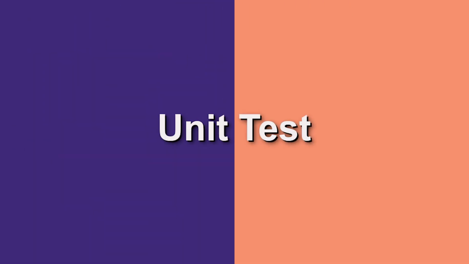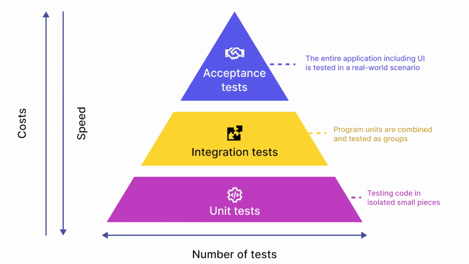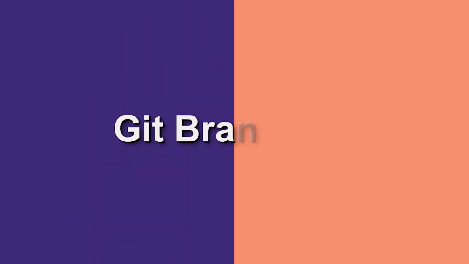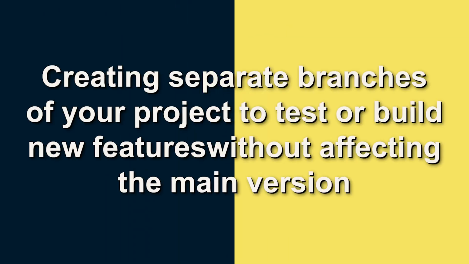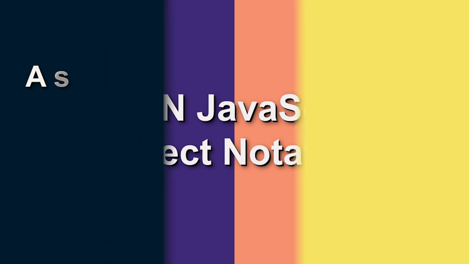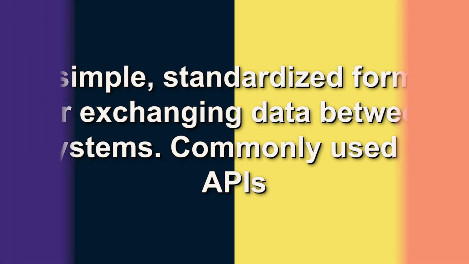4. Unit test. Writing small tests to check whether individual parts of your program work correctly. 3. Git branching. Creating separate branches of your project to test or build new features without affecting the main version. 2. JSON, JavaScript Object Notation. A simple, standardized format for exchanging data between systems. Commonly used in APIs.